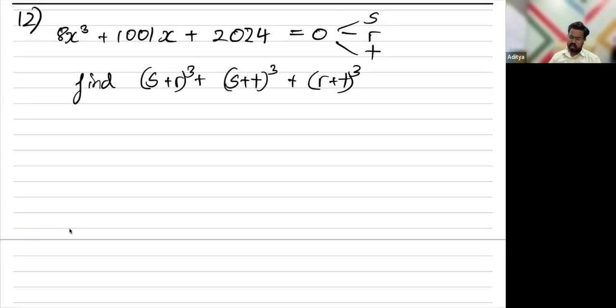Sumit, not correct. Try again. Arav, your answer is wrong from the perspective of sign. Otherwise, it's correct.